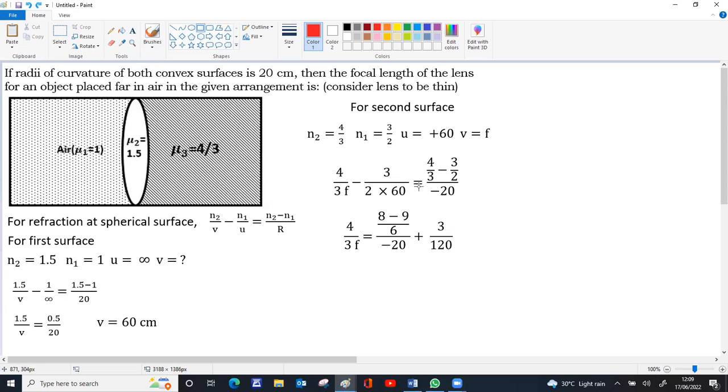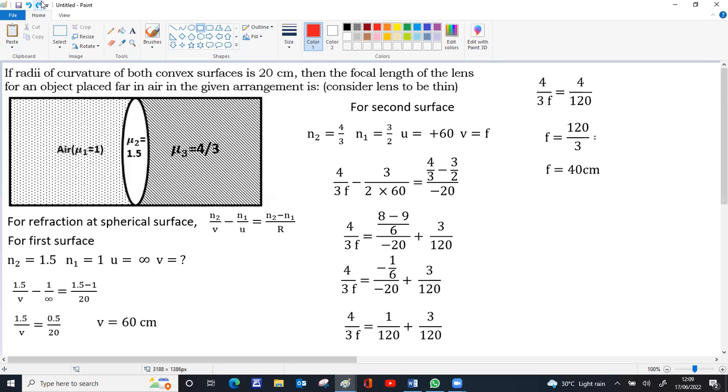So 4/3F equals 8 minus 9 by 6 by minus 20, plus 3 by 120. Minus 1 by 6, 8 minus 9, this minus minus will go, 6 will come in the denominator. So 1 by 20. 4 by 3F equals 1 by 20 plus 3 by 20. 4 by 20 will come, 4 gets cancelled. Then F will be 120 by 4, that will be 40 centimeters. That's the final answer. Important: you can't use the lens maker's formula because there are two different media on either side of the lens.